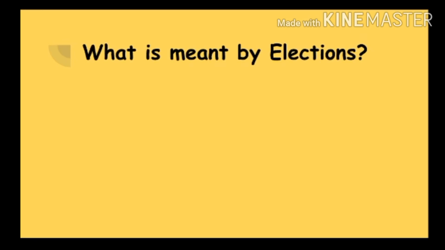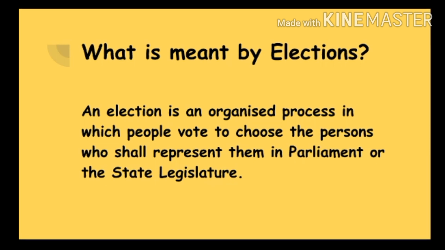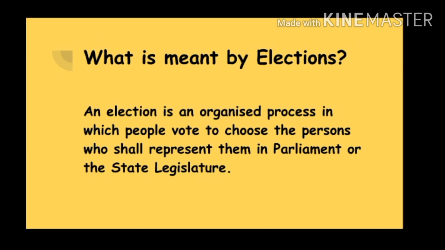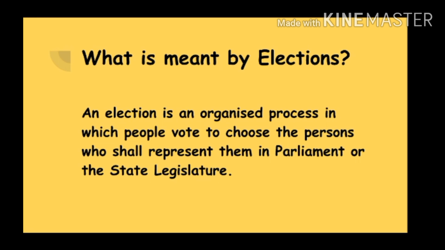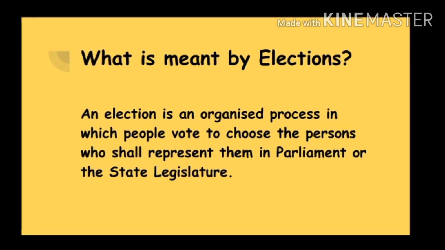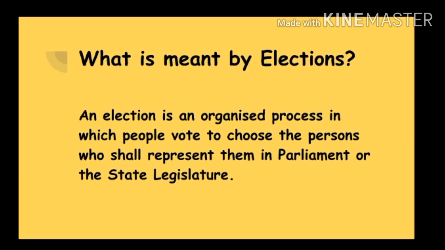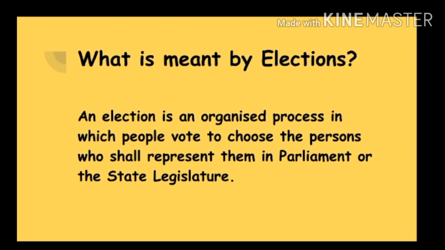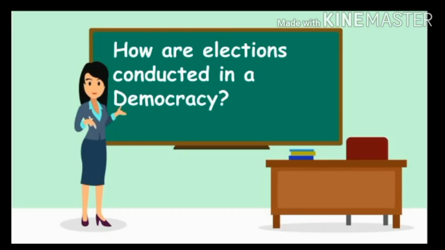Now children, what are elections? An election is an organized process in which people vote to choose the persons who shall represent them in parliament or the state legislatures. Children, please note here the persons referred to are the candidates who contest elections for the Lok Sabha or State Legislative Assembly. How are elections conducted in a democracy?